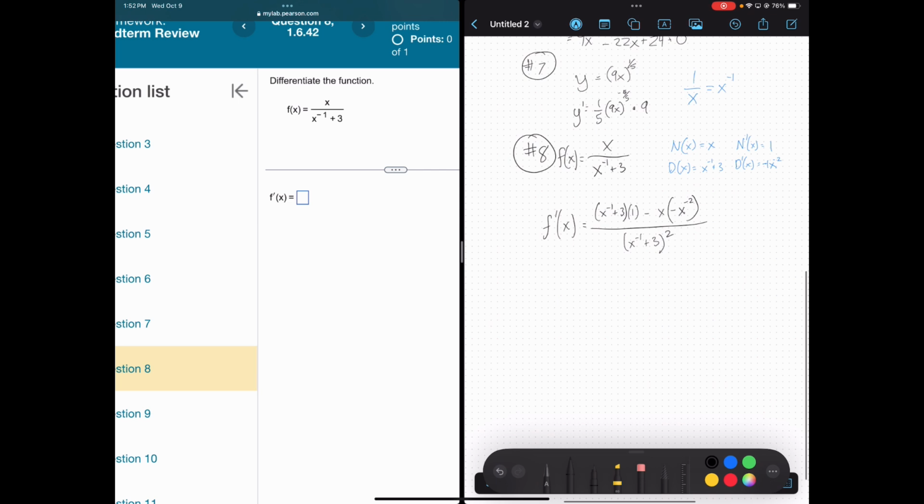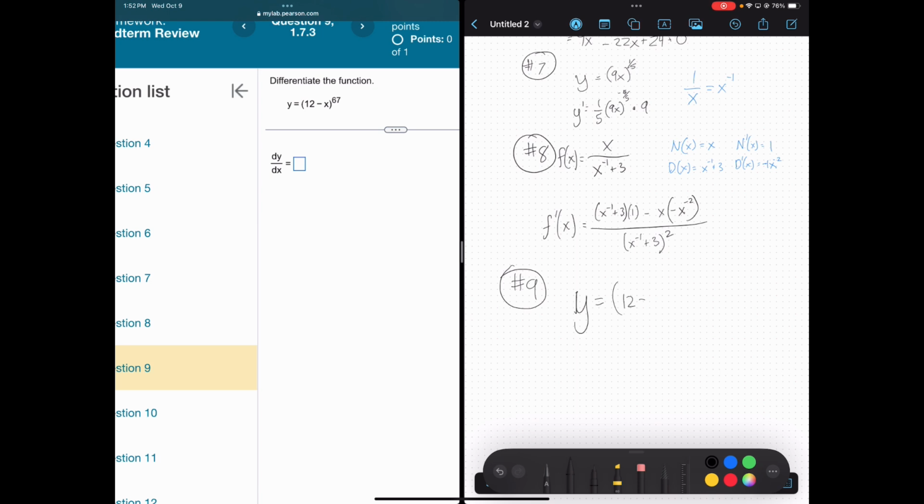So number 8 is a good practice for quotient rule. Question 9. What does question 9 use? Chain rule again. You've got a function inside of this other function, where y is equal to 12 minus x raised to the 67th power. What's my outside function? Yeah, something to the 67th power. Remember, we often use u as my dummy variable. So I can say y is equal to u to the 67th. And what is that inside function? 12 minus x.